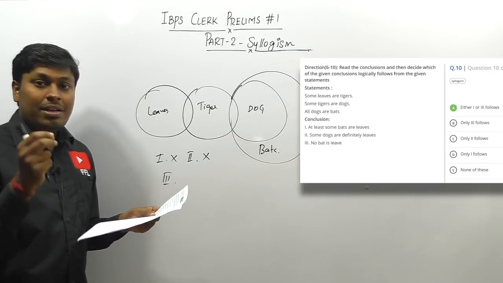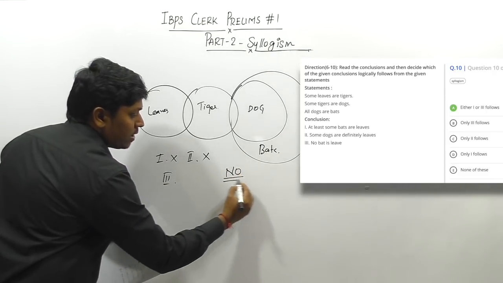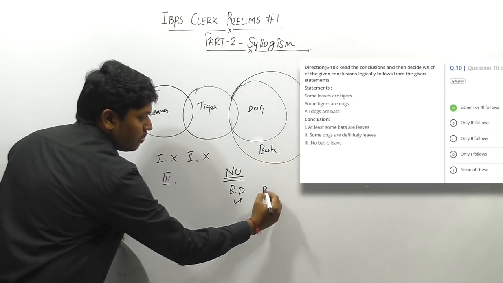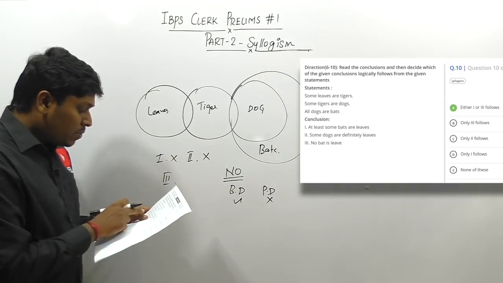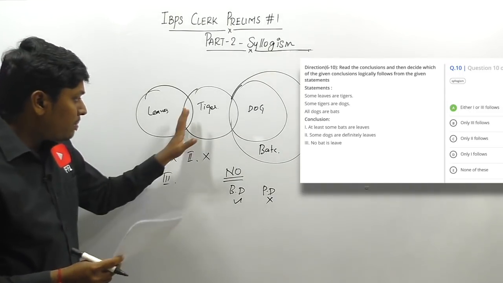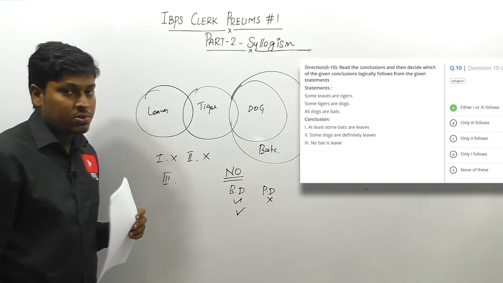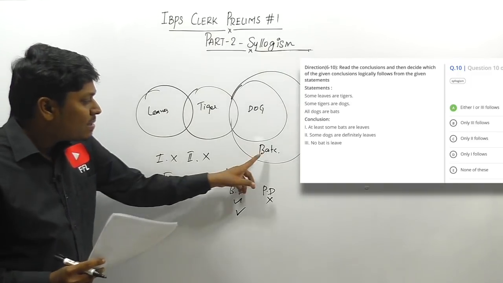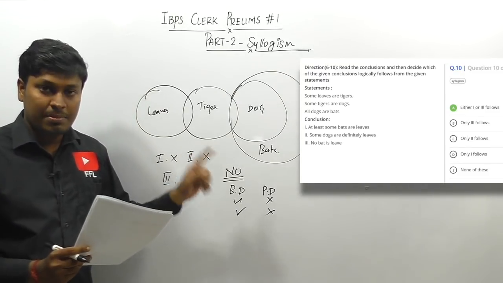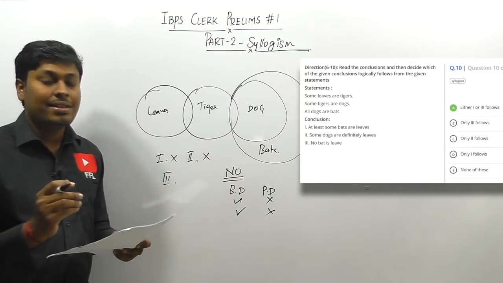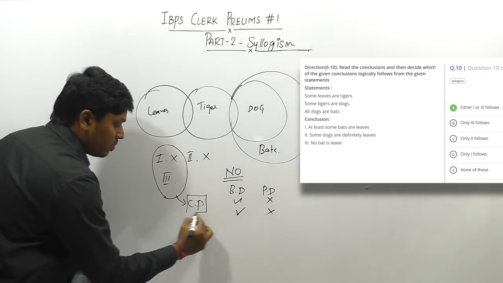To decide whether it's a complementary pair, use only the no conclusion. In the basic diagram it should be true, and in the possible diagram it should be false. Then only you say it is a complementary pair. Here conclusion number 3 is no bat is leaf. According to the basic diagram, there is no connection between bat and leaf, so the conclusion is true. In the possible diagram, there is a possibility of connecting bat with leaf, so it is false. Basic diagram true, possible diagram false, so it satisfies the rule. So conclusion number 1 and conclusion number 3 are a complementary pair, which is most important.